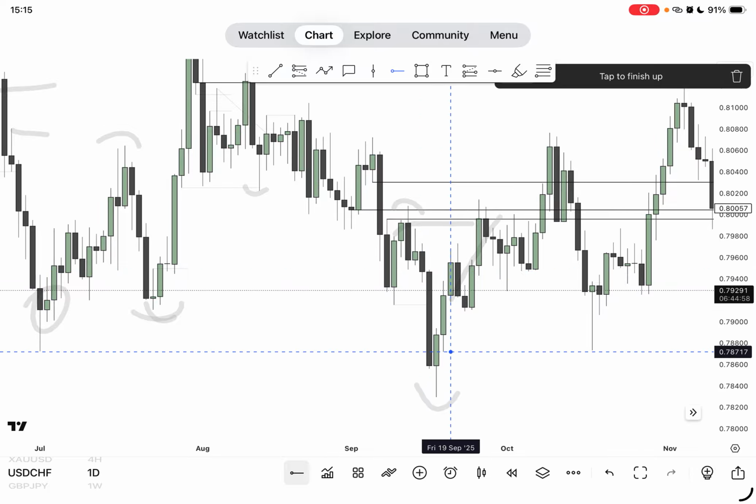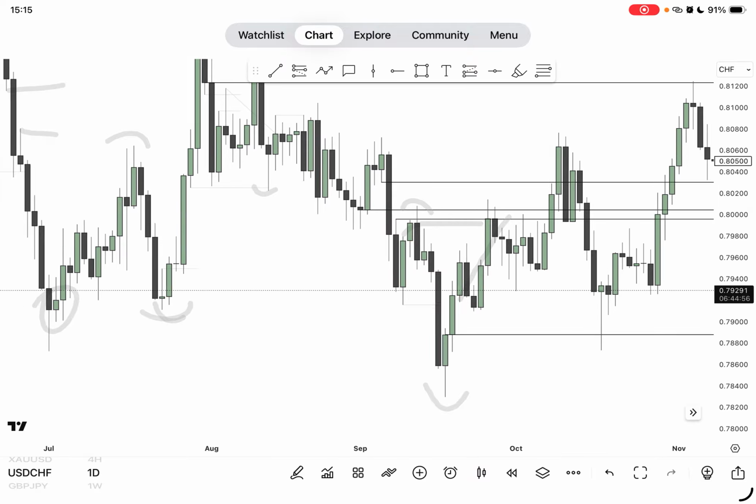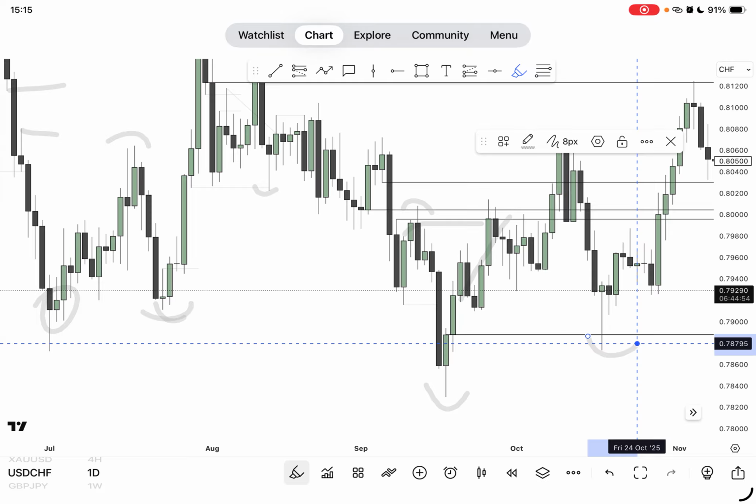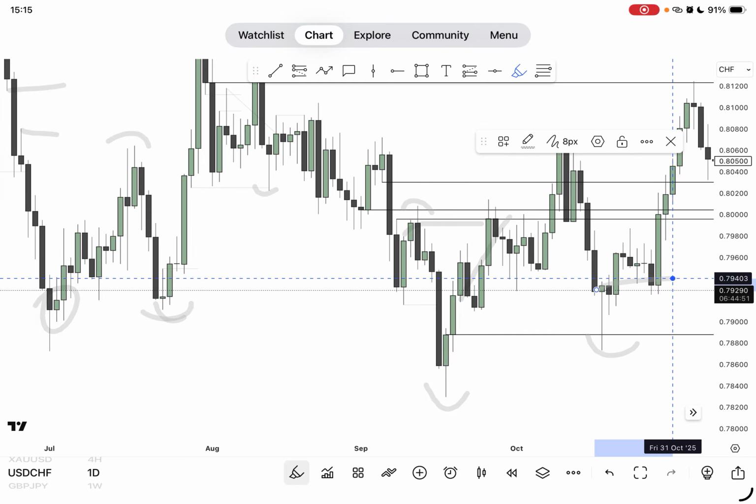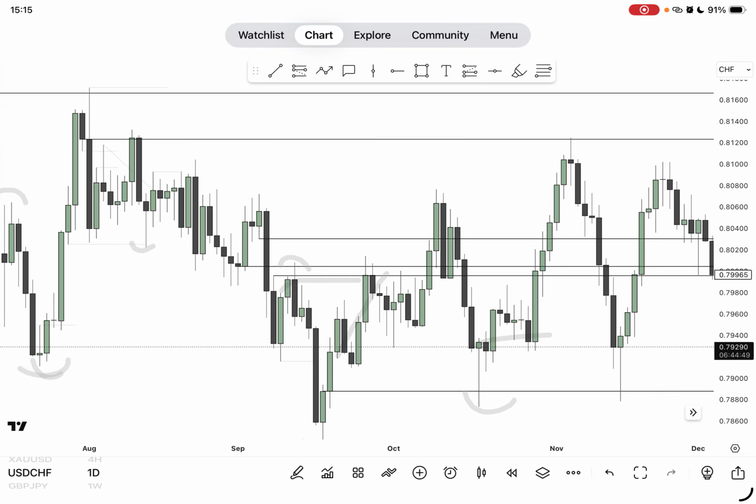Yeah. So first key level, right? What do you do? Reversal. That's why you see breakout. That's why you see both. Do you understand? So yeah.